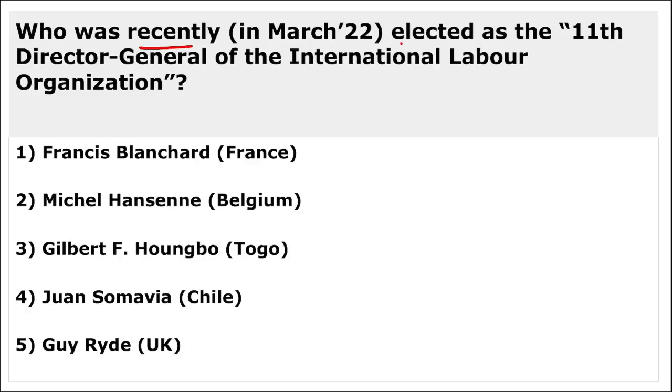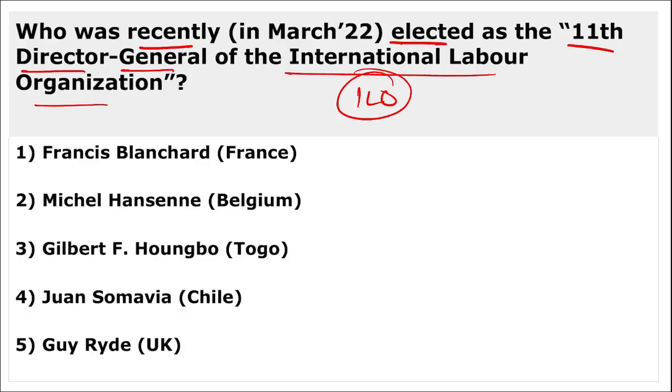Next, who was recently elected as the 11th Director General of the International Labour Organization, ILO? The 11th DG of the International Labour Organization. Who is he? Tell me. He is Gilbert Fossum Hongbo.